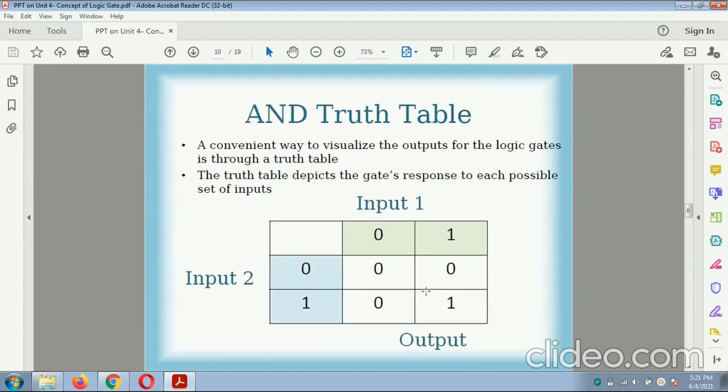So there is a truth table. The truth table is a convenient way to visualize the output of a logic gate system. The truth table describes the gate response to each possible set of inputs. See these inputs, 0 and 1. If input 1 is 0 and input 2 is 0, then the output is 0. If input 1 is 1 and input 2 is 0, then the output is 0. If input 1 is 0 and input 2 is 1, then it is 0, and if input 1 is 1 and input 2 is 1, then it is 1. So this is called a truth table.